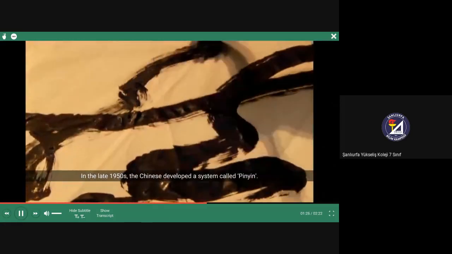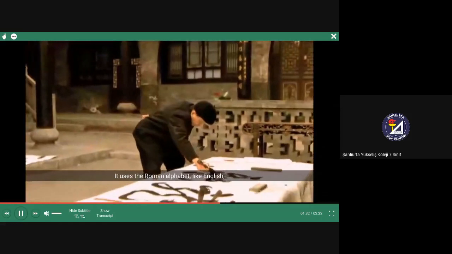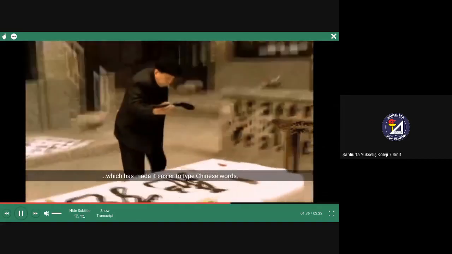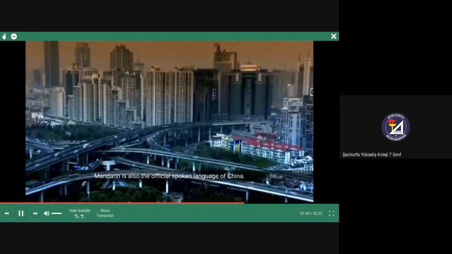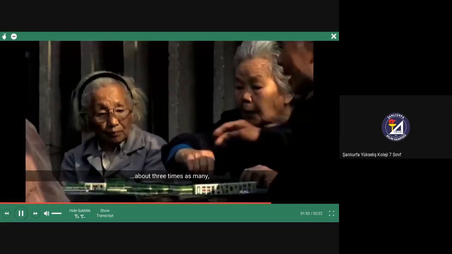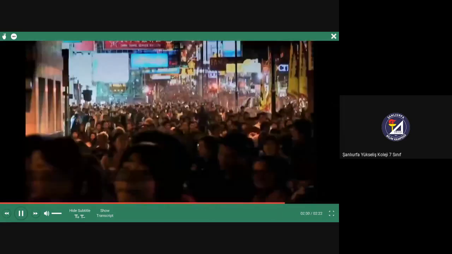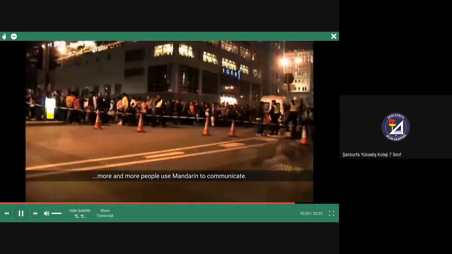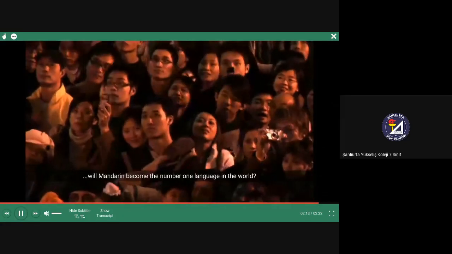In the late 1950s, the Chinese developed a system called Pinyin. It uses the Roman alphabet, like English, which has made it easier to type Chinese words, like these, into a computer. Mandarin is also the official spoken language of China. More people in the world speak Mandarin than speak English, about 3 times as many, and there are Chinese people who speak Mandarin all over the world. Every day, more and more people use Mandarin to communicate. So, in 10 or 20 years, will Mandarin become the #1 language in the world?